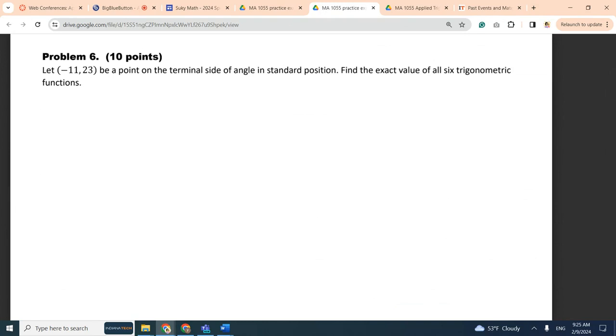Okay, so this one is like your quiz, right? You look at the x, you look at the y, and then you can find the r. What is your x? Yes. What's your y? 23. And what is r? Square root of x squared plus y squared. Yes, everybody? Okay.